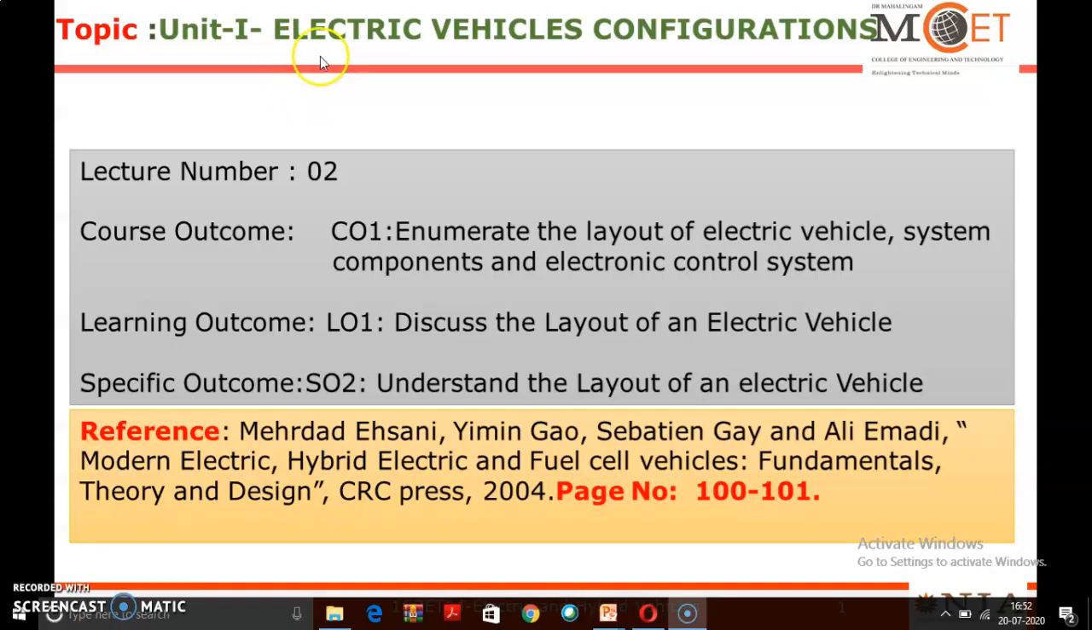In this class, we will see about the electric vehicle configurations, which comes under course outcome 1, which talks about the layout of electric vehicle, system components and electronic control system, under which lesson outcome 1 is to discuss the layout of an electric vehicle, under which specific outcome 2 says to understand the layout of an electric vehicle.